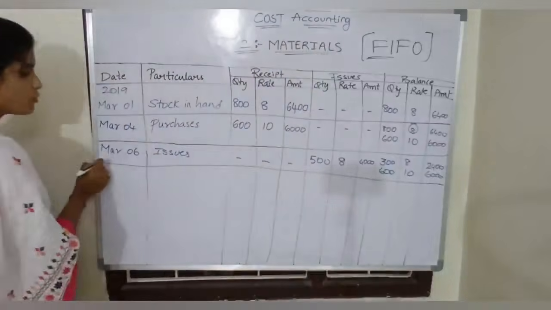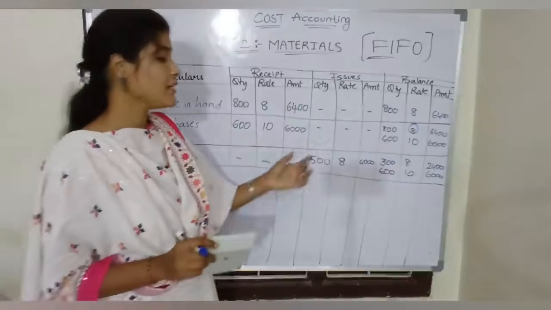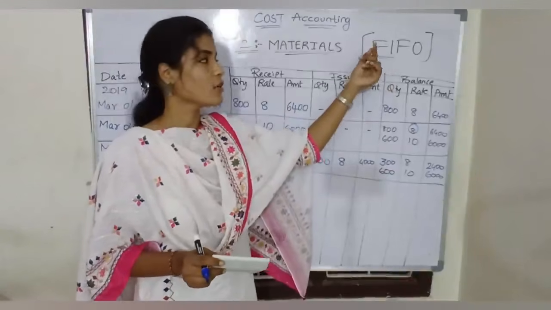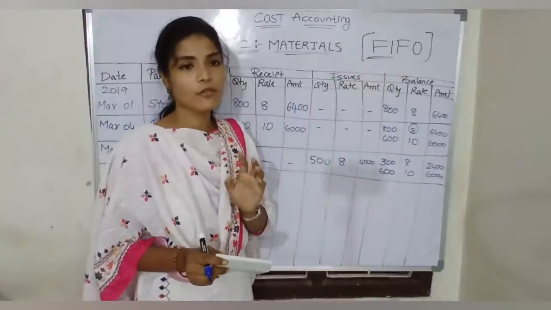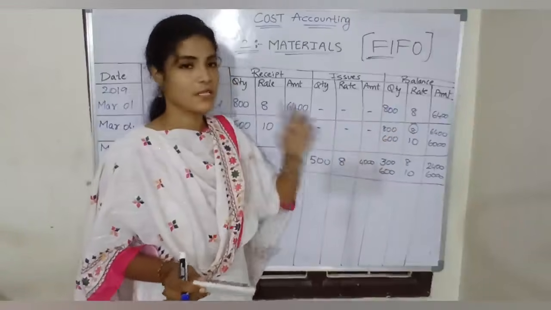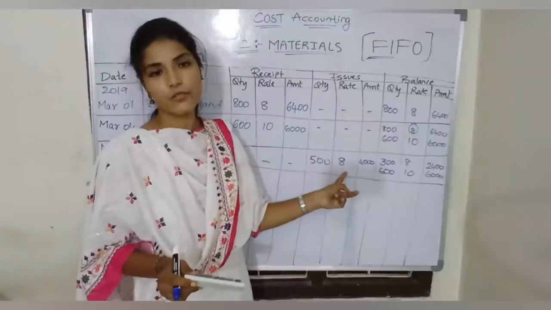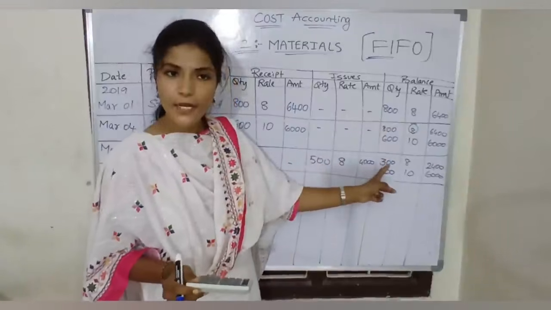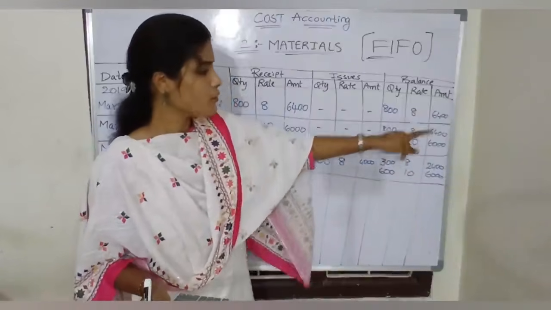See, while issuing only you will get difficulty in this materials chapter. While issuing you need to be conscious about which method you are using. Either you are using LIFO method, FIFO method, weighted or simple. That you need to concentrate. So FIFO method means that's why we have used first stock first. Out of 800 we have already used 500. Remaining stock is 300. What is the rate of that? 8 rupees only. So that's the thing we need to concentrate.